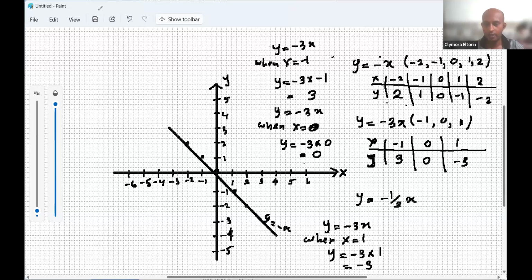How to write the ordered pairs? First of all, you must mention the x value: minus 1 and plus 3. In here, 0 and 0. In this one, 1 and minus 3. Here's the x value, here's the y value.